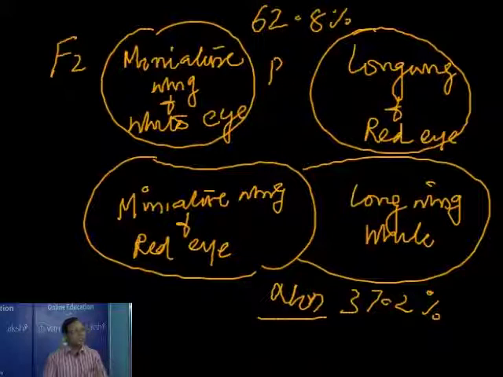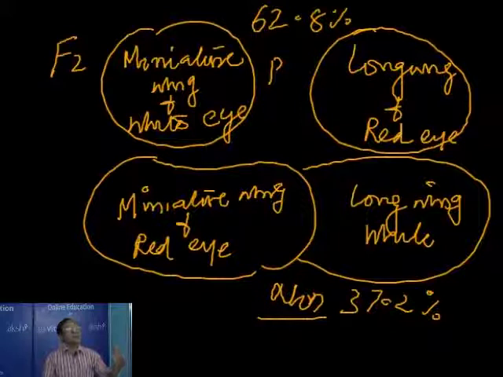So this is what is happening for genes which are located on the same chromosome. Even the genes found on the same chromosome are not exhibiting the same percentage of recombination. Some genes are tightly linked and some are loosely linked. That is why the percentage of recombination varies from one gene pair to another gene pair. Okay, now let's proceed further.